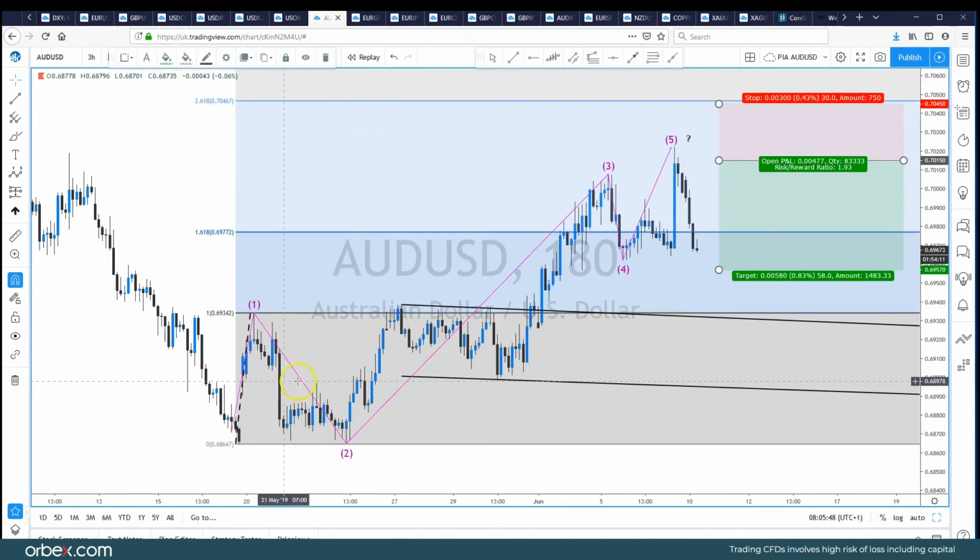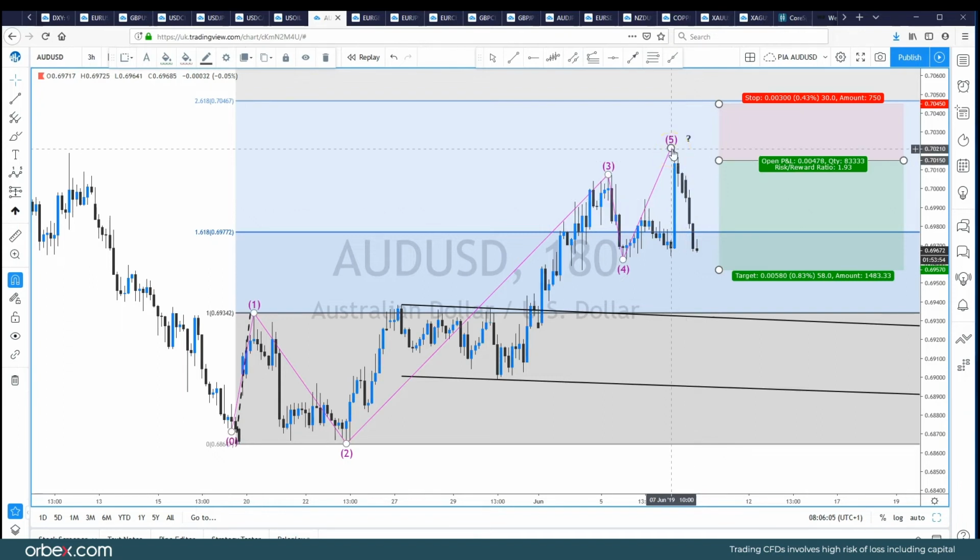Aussie dollar, have we completed this 5 waves to the upside? 261.8% extension level is actually located up here at 70.45. We've got some bespoke resistance at 70.15. We sold levels close to there on Friday.